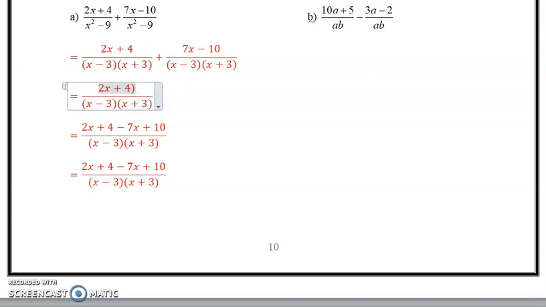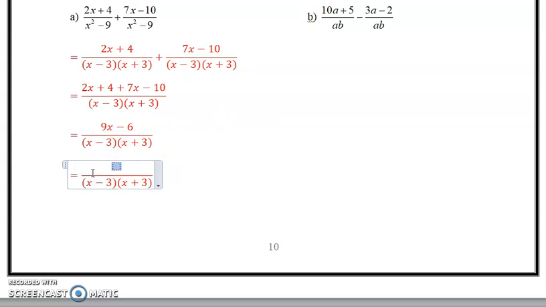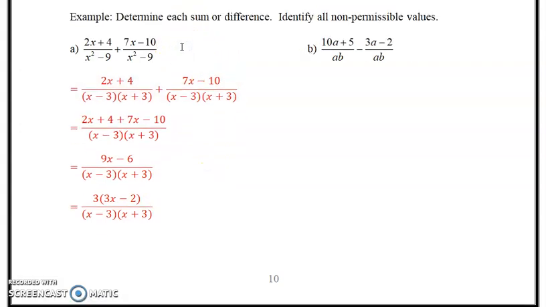So we add 2x plus 4 and 7x minus 10, and doing so, we get 9x minus 6. Then we can factor out a 3, and that leaves you with 3 times 3x minus 2, and we finish there. There's nothing we can do with that. That's it. Pretty easy one, where we don't have to find a common denominator.